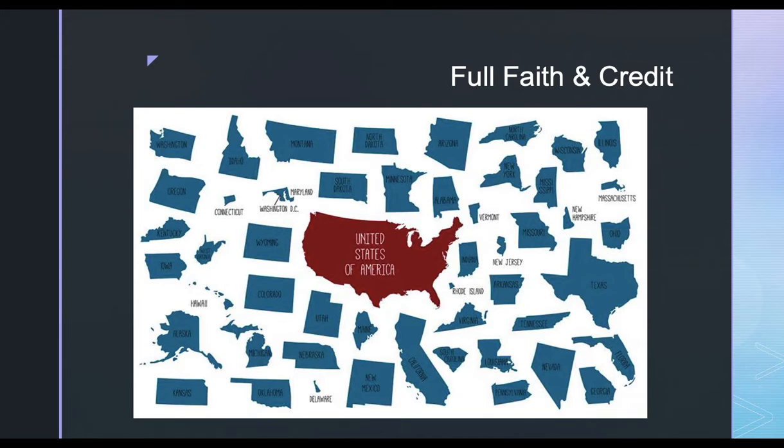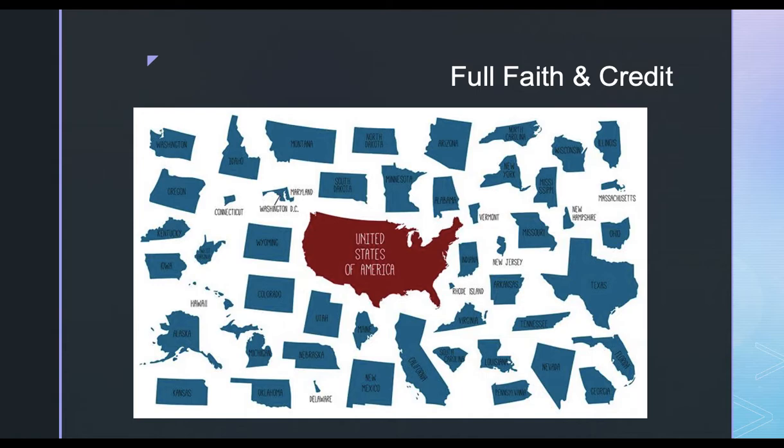The other thing that comes with federalism is this idea of full faith and credit. Let me paraphrase it like this: full faith and credit means that states will respect the rules and judicial proceedings of other states, or even laws as well. What I mean by that is this.